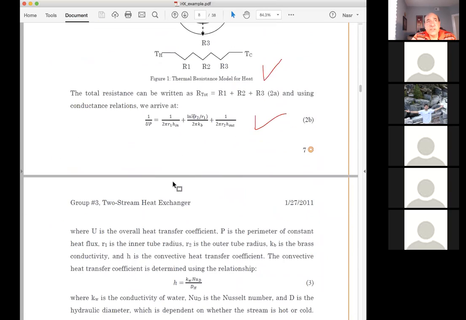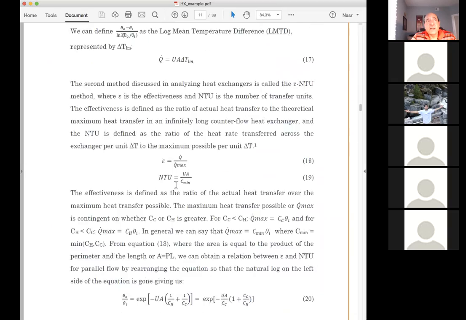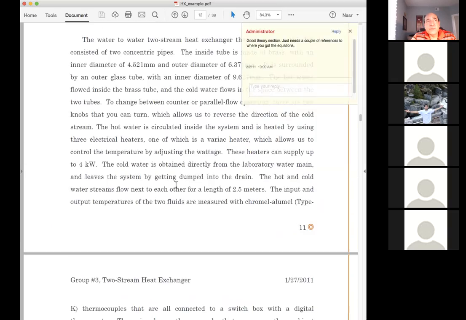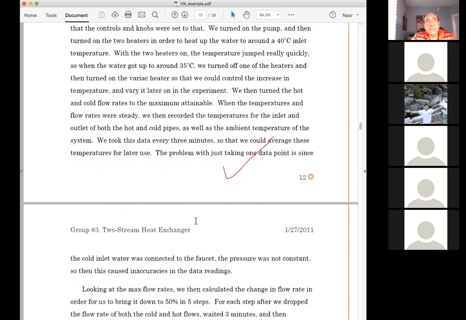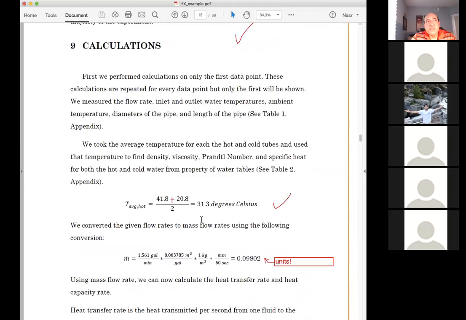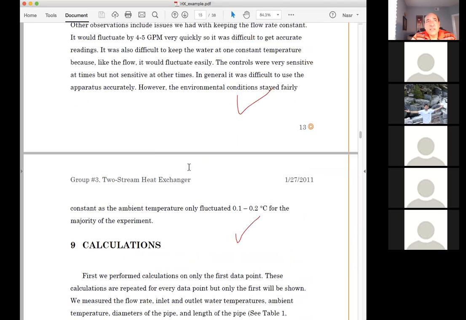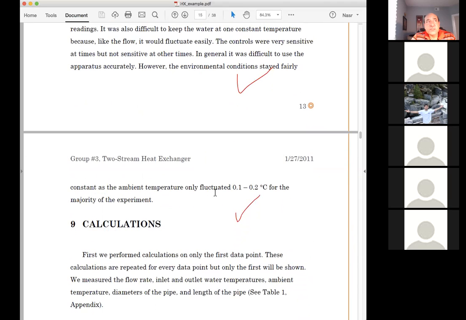Theory, we discussed this, so I'm not going to go through that. Apparatus is from what you have, but then it would be nice if you have a drawing by yourself or a block diagram for the experiment or apparatus, your own drawing. Procedure, you paraphrase. Observations is any observed fluctuations or errors and so forth.